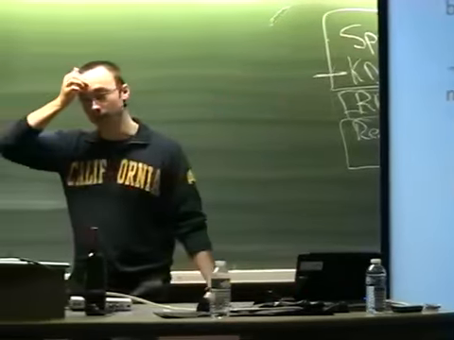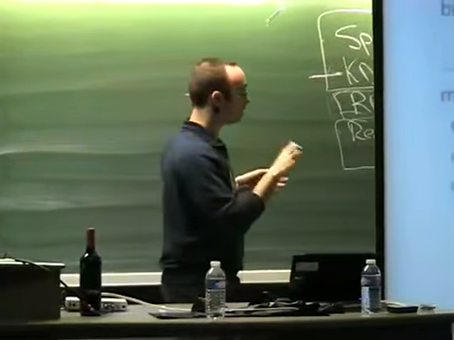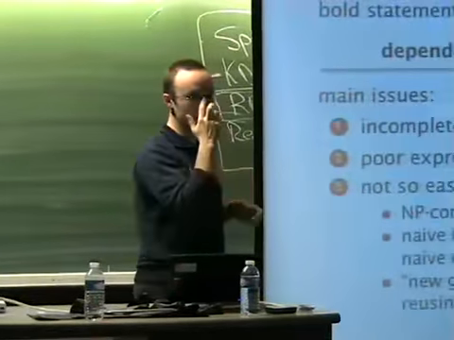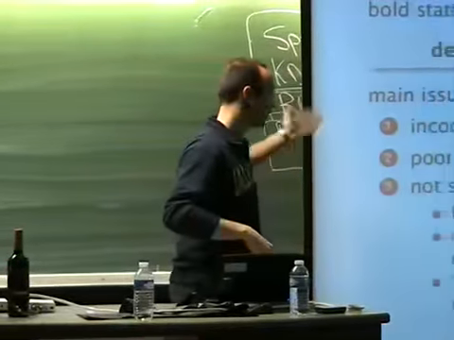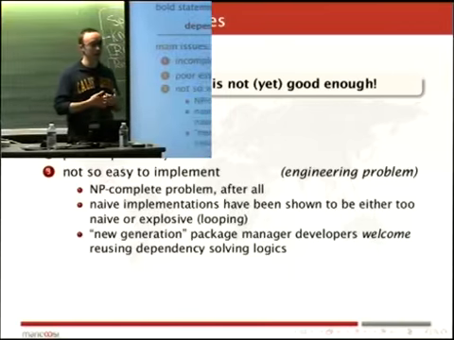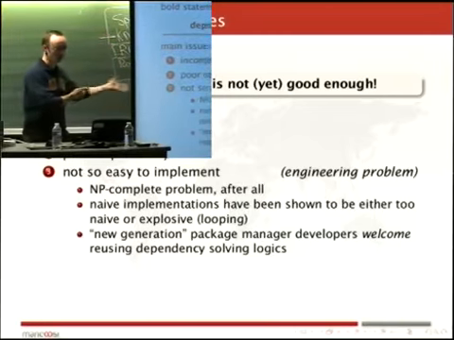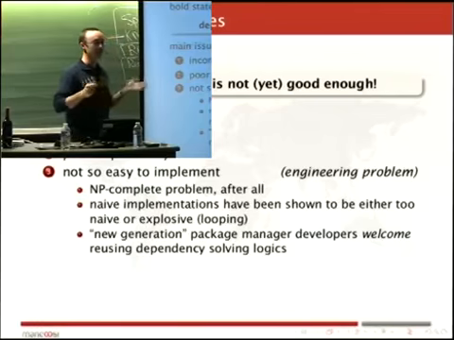Finally, and this is mostly a software engineering problem, the dependency solving component of a package manager is not so easy to implement. Technically, from a complexity point of view, the problem of solving dependencies is really hard. It's a so-called NP-complete problem. So if you implement it in a naive way, you will end up either with a non-complete solver, which is no wonder what most are today, or you might end up with a dependency solving process which loops.